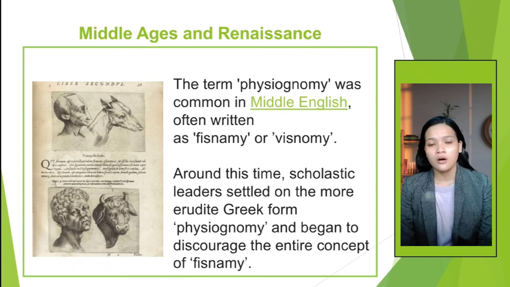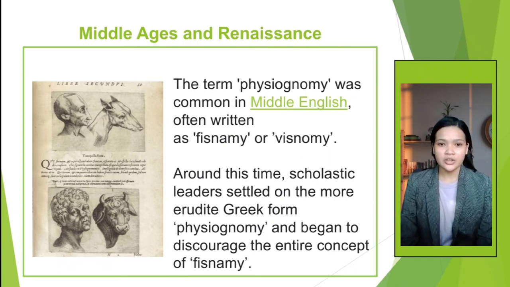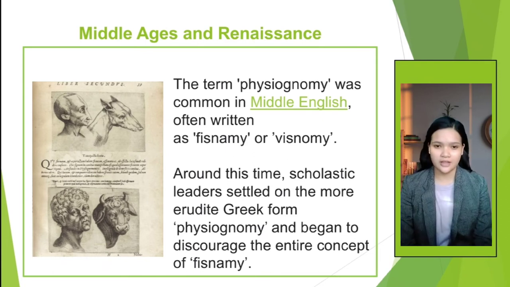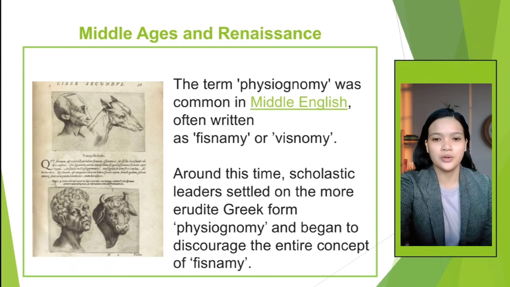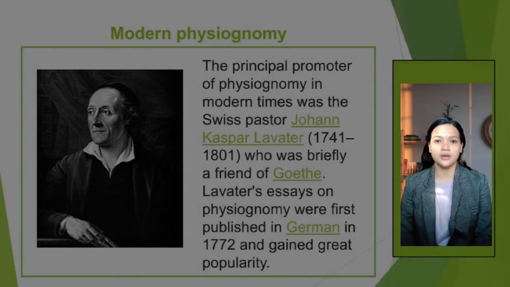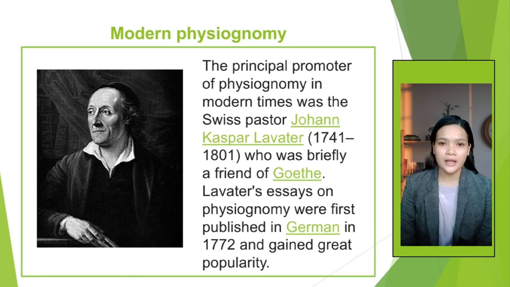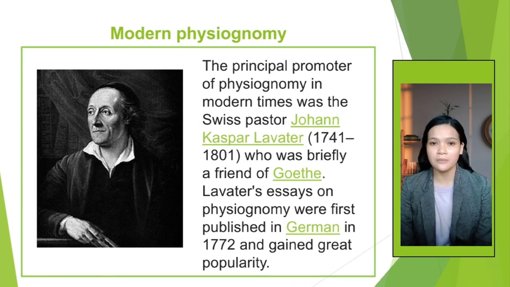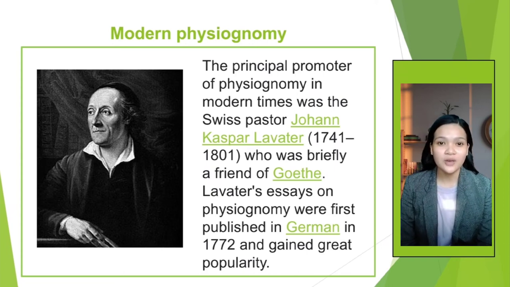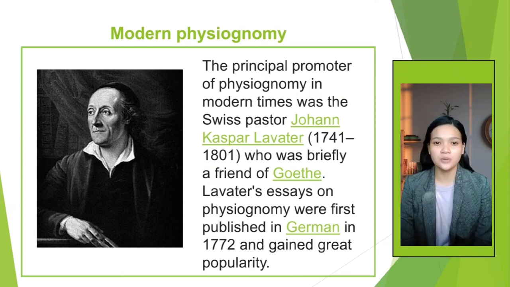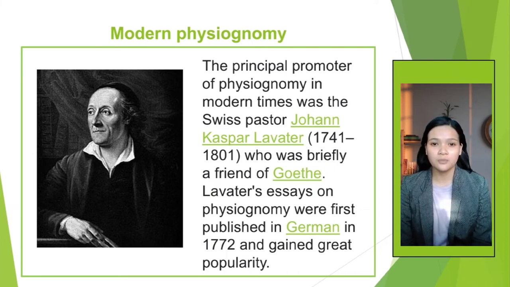But also, Leonardo believed that the lines caused by facial expression could indicate personality traits. At itong panghuli naman, ang modern physiognomy. The principal promoter of physiognomy in modern times was the Swiss pastor Johann Caspar Lavater, 1741 up to 1801, who was briefly a friend of Goethe. Lavater's essays on physiognomy were first published in German in 1772 and gained great popularity.